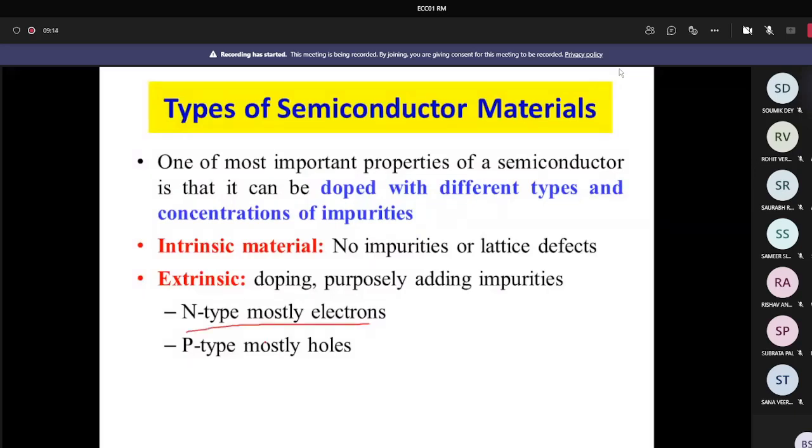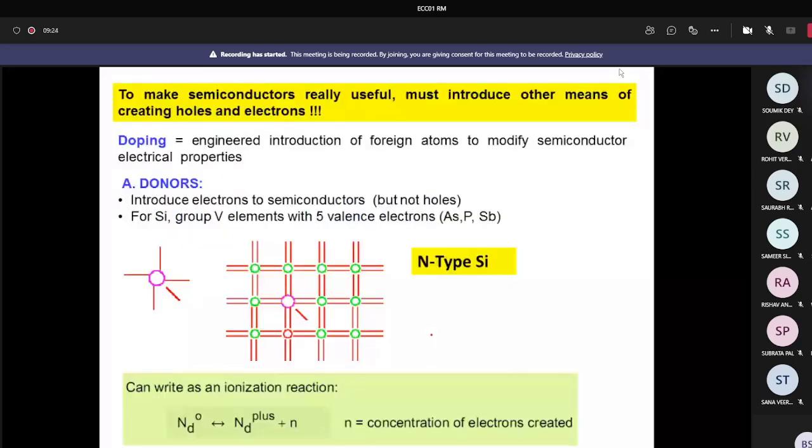Okay, so this is the N-type, and N-type means the majority carriers are electrons and P-type are mostly holes. You already know about this. And I think you also know how to make intrinsic semiconductors into P-type or N-type semiconductors.